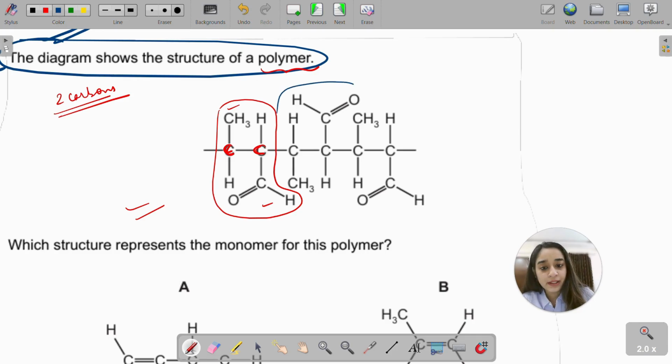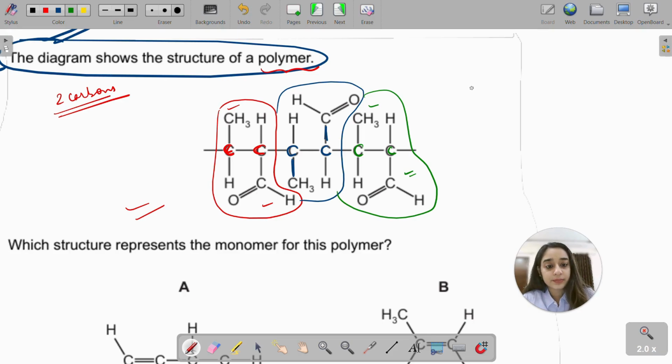It has been repeated here. The pattern does not matter. There are two carbons. One has a CH3 group, another has C double bond OH. Then again, two carbons, one has a CH3 group and another has C double bond OH. So our repeating unit is this: CH3, H, C, H, C double bond O, H. This is our repeating unit.